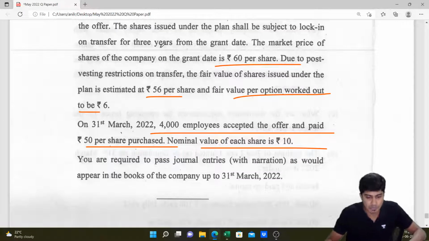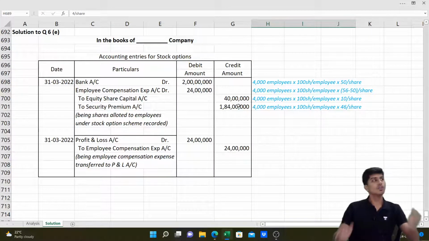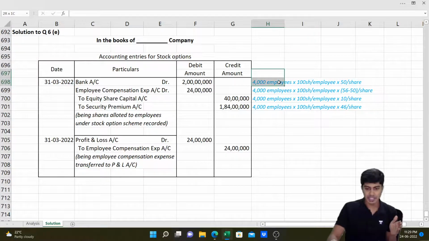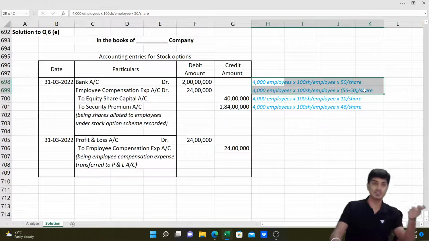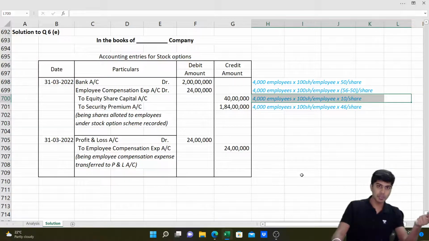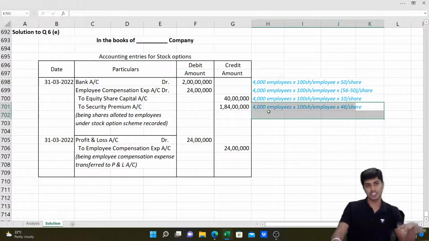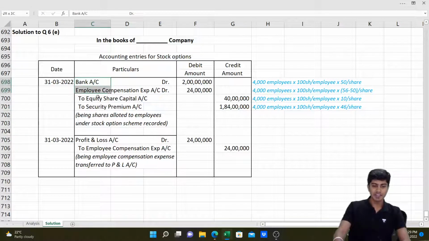This is happening for 4,000 employees, and each employee is getting how many shares? 100 shares per employee. So we will be doing bank account debit 4,000 employees into 100 shares into 50 rupees collected. And for employee compensation account, 4,000 employees into 100 per share into 56 minus 50, that is intrinsic value equal to 6 rupees. And for our equity share capital account, it is 4,000 employees into 100 shares per employee multiplied by 10, and security premium is 46 per share into 4,000 employees into 100 per share. That's it. We're done with this entry.